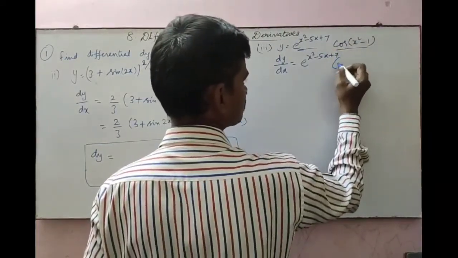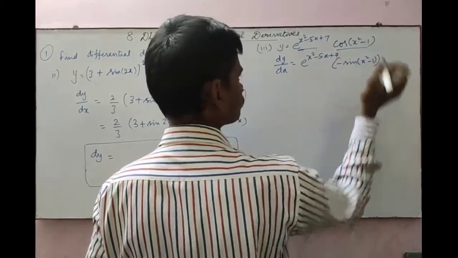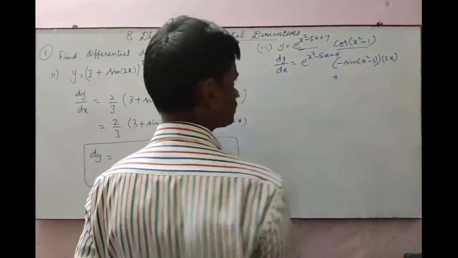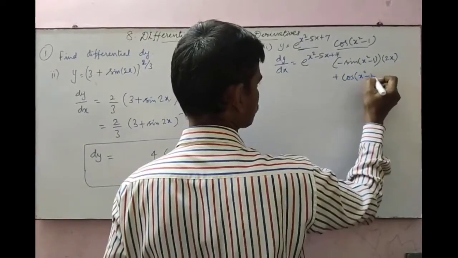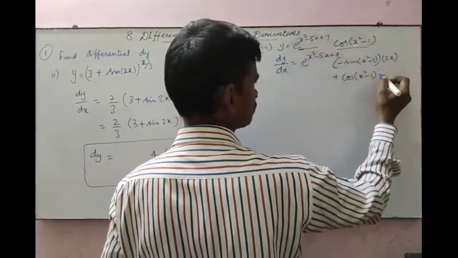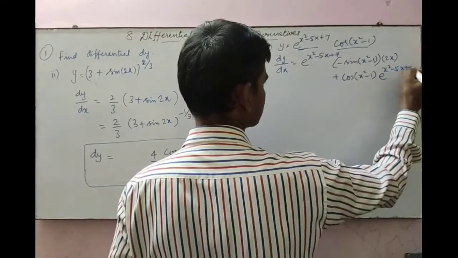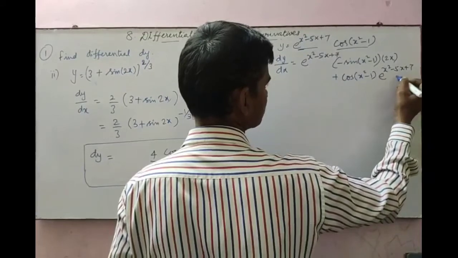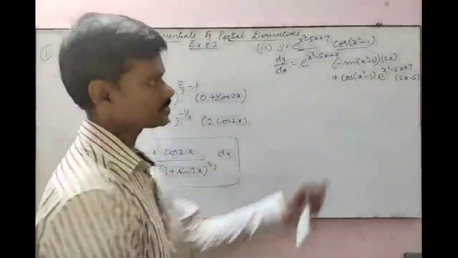If you differentiate the cos x, you will get minus sin x square minus 1 into differentiation of x square minus 1 gives 2x plus, keep the v as it is, cos of x square minus 1. If you differentiate the e power term, you will get e power x square minus 5x plus 7 into differentiation of this power x square minus 5x plus 7 gives 2x minus 5. So this is the chain rule.